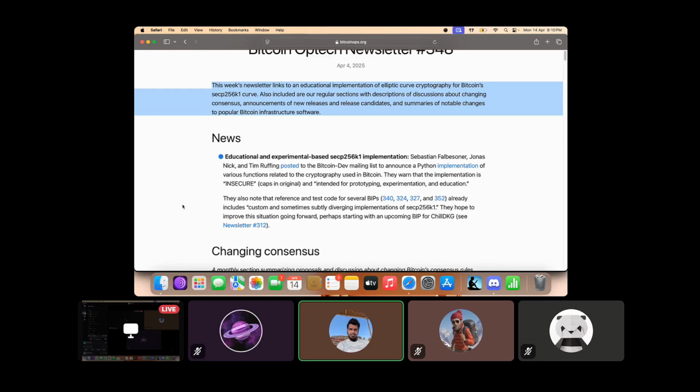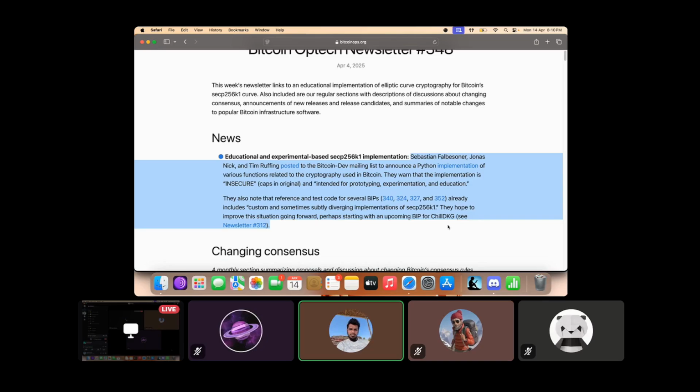Before that, we'll go through the first bullet point, the news article. The title says Educational and Experimental Based SECP256K1 Implementation. Sebastian Falbesoner, Jonas Nick, and Tim Ruffing posted to the Bitcoin dev mailing list to announce the Python implementation of various functions related to the cryptography used in Bitcoin. They warned that the implementation is INSECURE, caps in original, and intended for prototyping, experimentation, and education. They also note that reference and test code for several BIPs such as 340, 324, 327, and 352 already includes custom and sometimes subtly diverging implementations of SECP256K1. They hope to improve this situation going forward, perhaps starting with an upcoming BIP for ChillDKG, see newsletter 312.